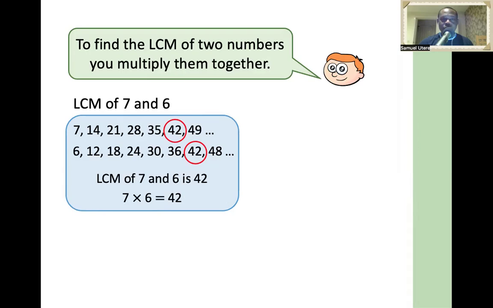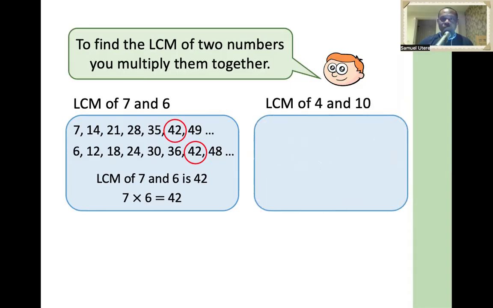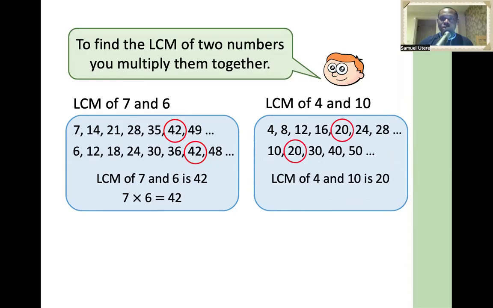Okay? But here, 4 and 10, we see that for the multiples of 4 and the multiples of 10, the lowest common multiple is 20. So it doesn't quite work because 4 times 10 is 40. So it means Charles is not right. It does not always work.